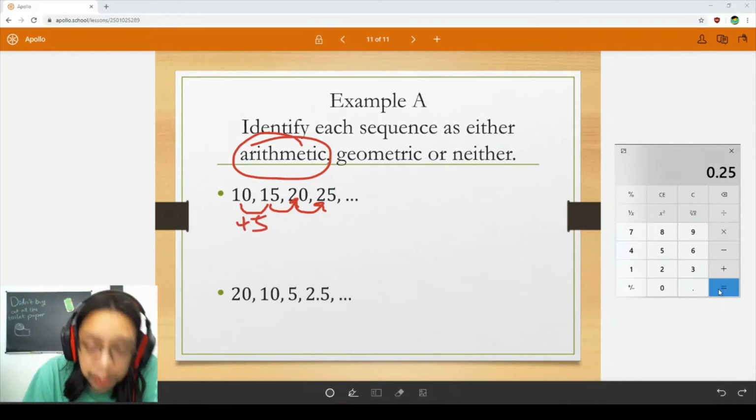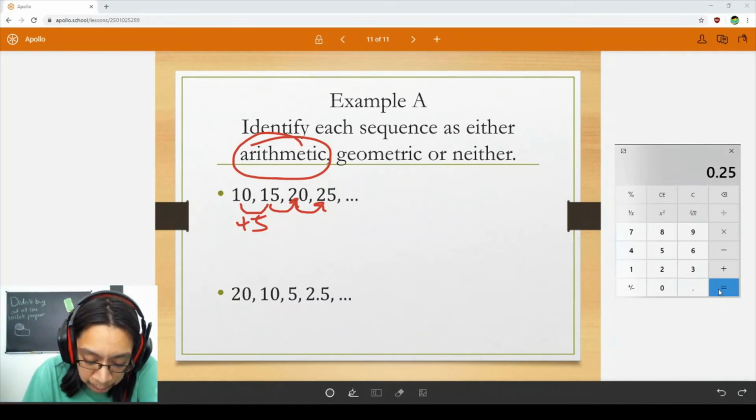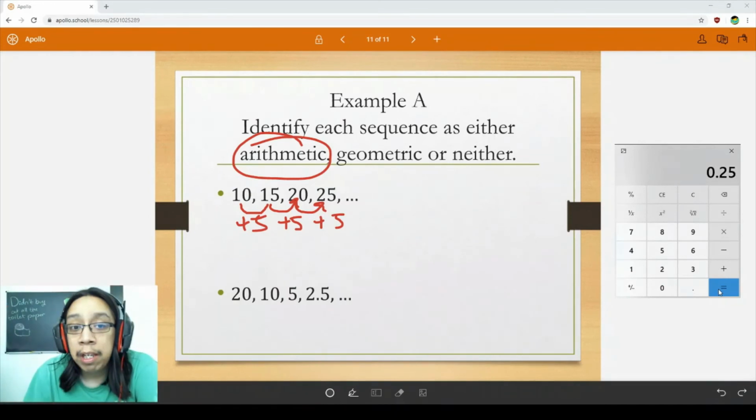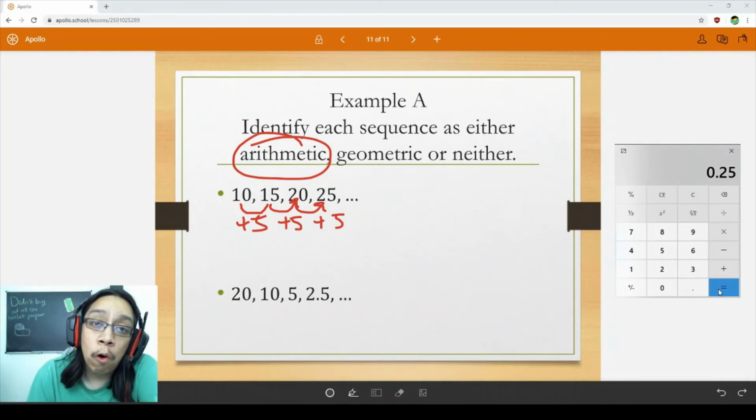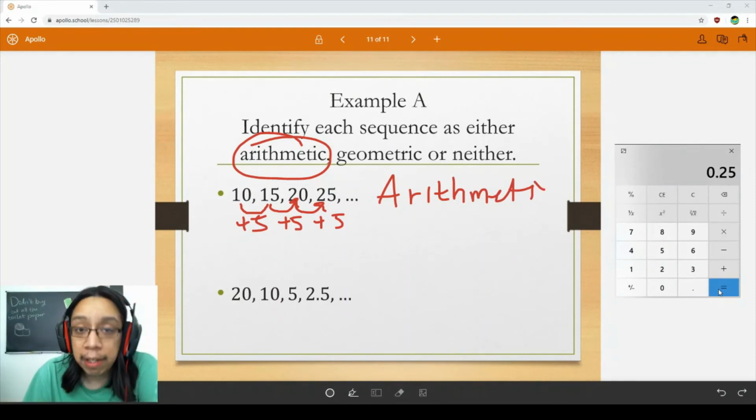So now you need to ask yourself, am I always adding by 5 to get to the next number on my list? It looks like I am, because 15 plus 5 is 20, 20 plus 5 is 25. Notice that the numbers are always the same. I'm always adding by 5. Because of that, I could say that this sequence is arithmetic, and I could stop right there. It's that simple.